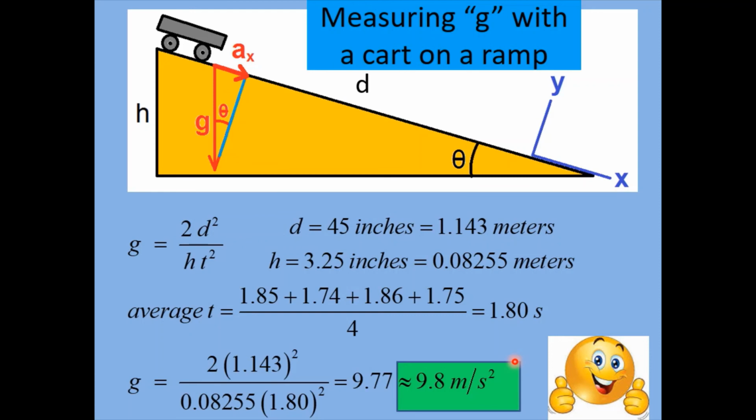So this gives us a little more confidence in all these formulas for dealing with motion on a ramp. We can see that it very accurately allows us to determine and calculate the value of g, the acceleration due to gravity. I hope you enjoyed this lecture, and we'll continue on with part 3 next.